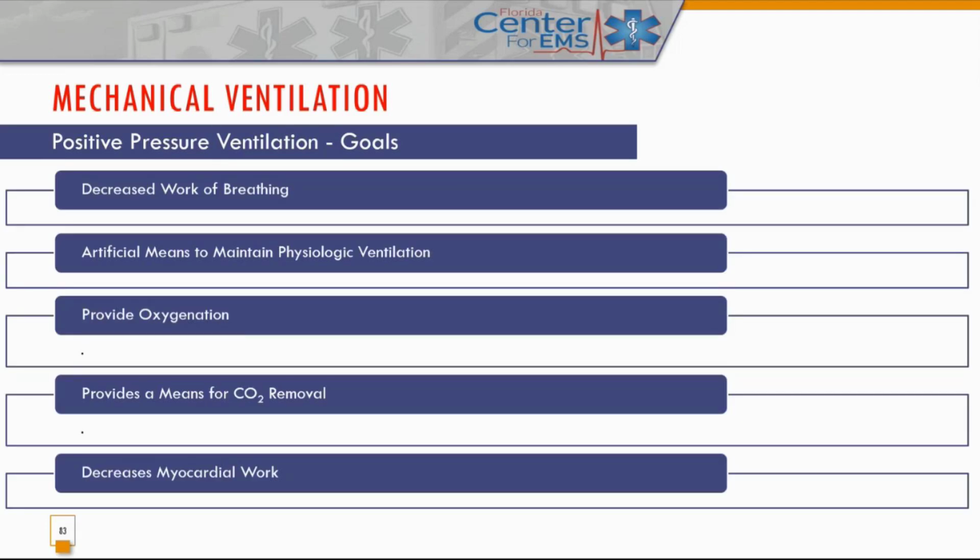So the goal is you want to decrease work of breathing. I've never had a patient that didn't want that. It's an artificial means to maintain physiological ventilation. When the patient can't do it anymore, that's when the machine comes into play. We're going to provide oxygenation for sure. It's a means of CO2 removal when the patient can't do it, and it also decreases myocardial work. It decreases the work of the whole body if they don't have to work hard to maintain that pH, maintain proper CO2, and maintain oxygenation. It gives the patient a chance to rest and heal.